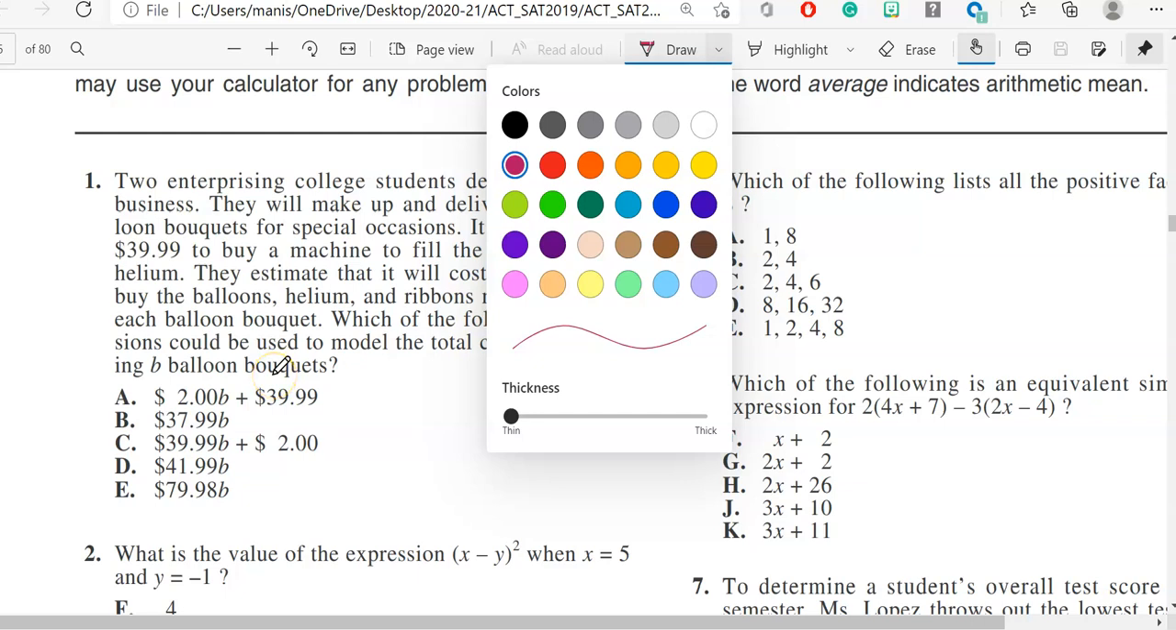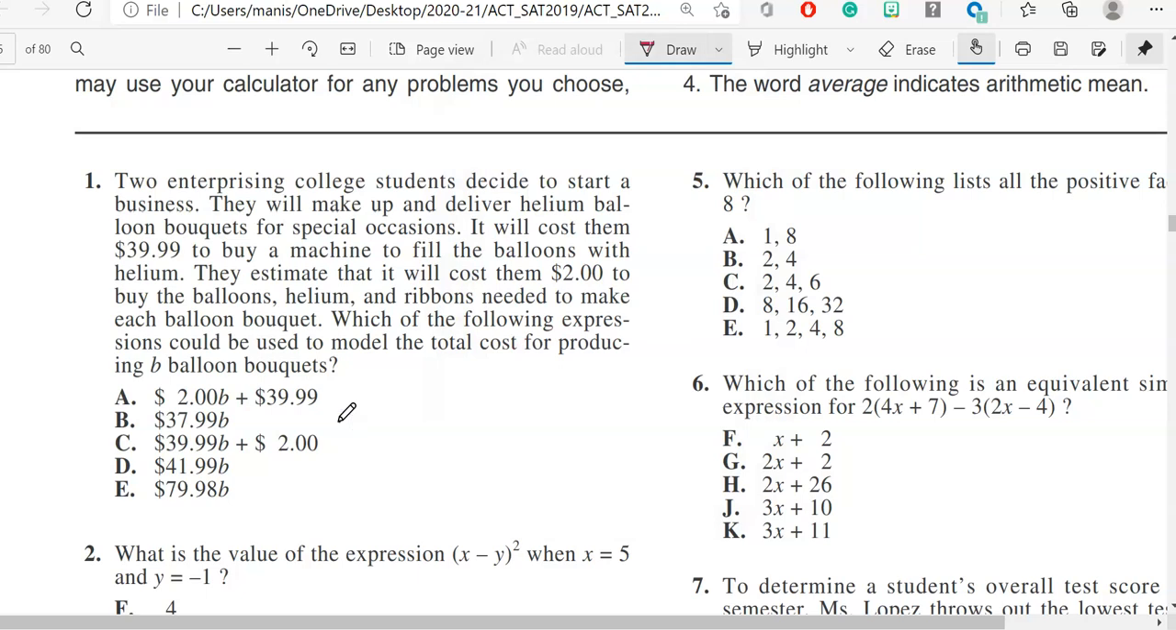Alright, ACT practice test. Question number 1 says two enterprising college students decide to start a business. They will make up and deliver helium balloon bouquets for special occasions. It will cost them $39.99 to buy a machine to fill the balloons with helium. So I believe the initial cost is $39.99 to fill the balloons with helium.